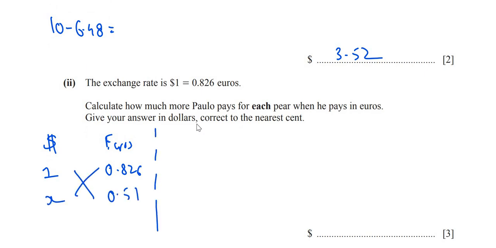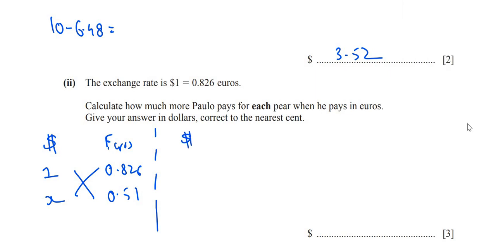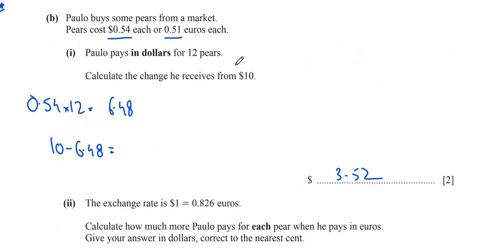So I will do 1 multiplied by 0.51 and divided by 0.826. So I get 0.6174. So 0.6174, that's how much the pears cost in the euro market.